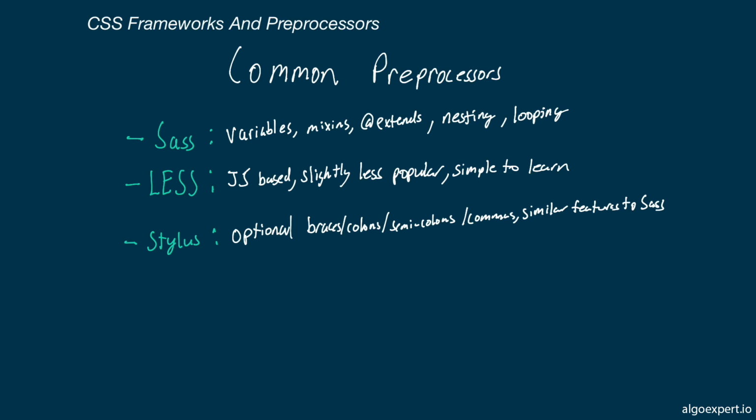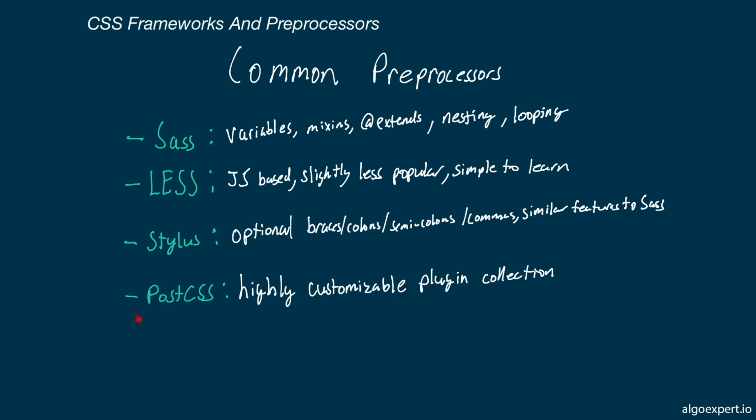Next, Stylus is another preprocessor option that is very similar to Sass in functionality, just with different syntax again. One of its biggest focuses is on making the syntax simple, so it makes just about all punctuation marks such as braces, colons, semicolons, and commas completely optional. Many developers coming from a Python background tend to find Stylus an appealing option for this reason, since CSS syntax becomes much more similar to Python when you use the Stylus preprocessor.